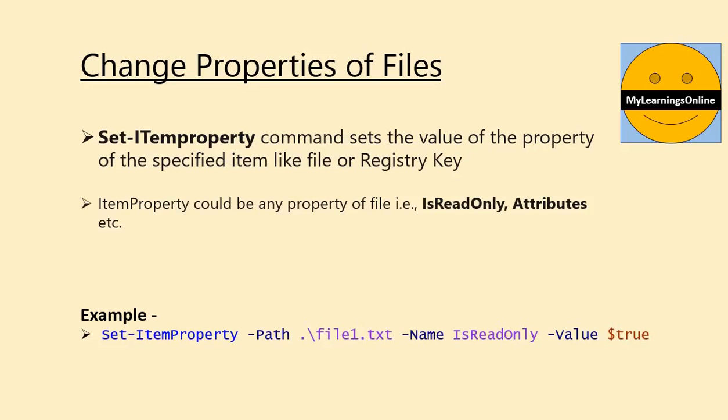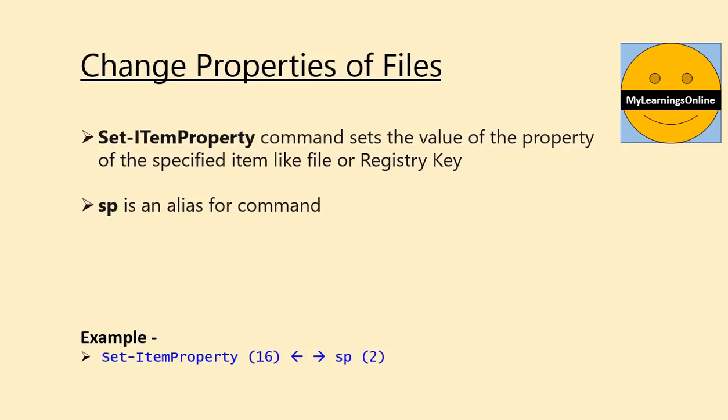The Set-ItemProperty command sets the value of the property of the specified item like a file or registry key. The command is used to change the property of an item. An item property could be any property of a file like is read-only, attributes, etc. We can change any of these attributes. In this example, we are trying to set the item property of a file to make it read-only, and the item property name is read-only.